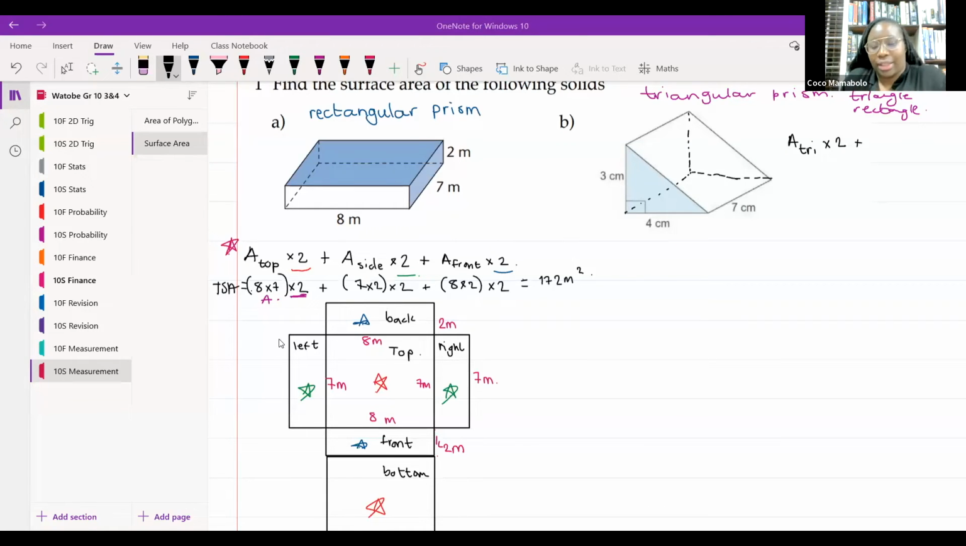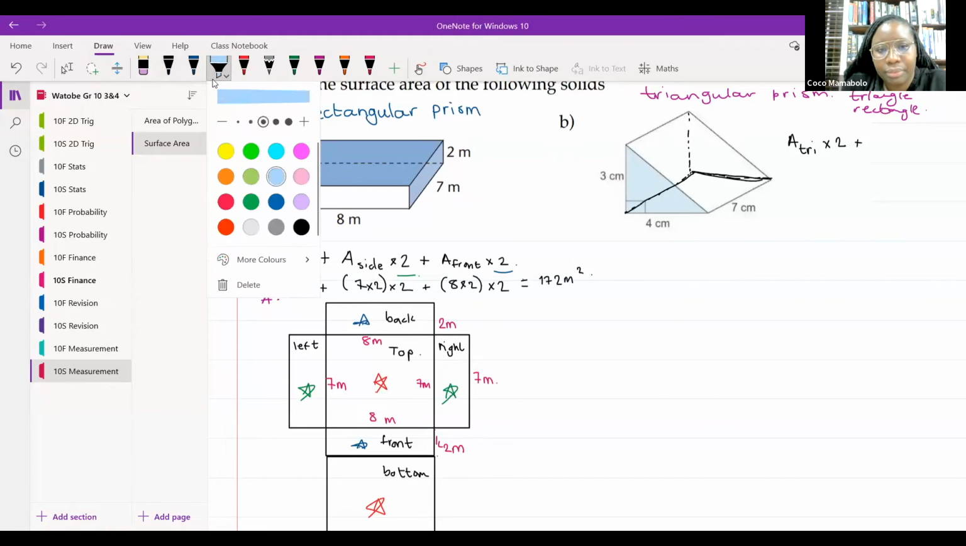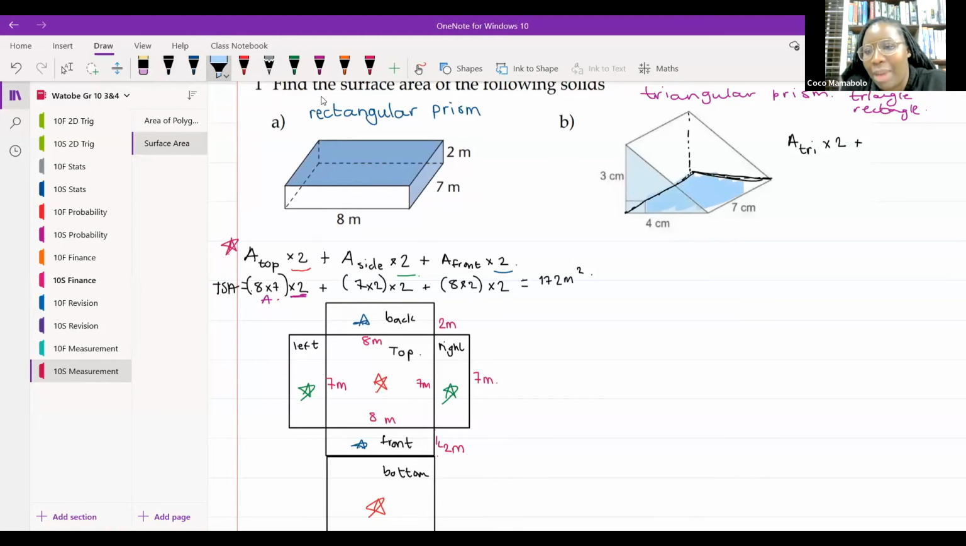Okay, let's look at this. I know that the length of that rectangle at the bottom, the dimensions of the rectangle at the very bottom, down here, right? I have my length. My length is 7, and my breadth will be 4.